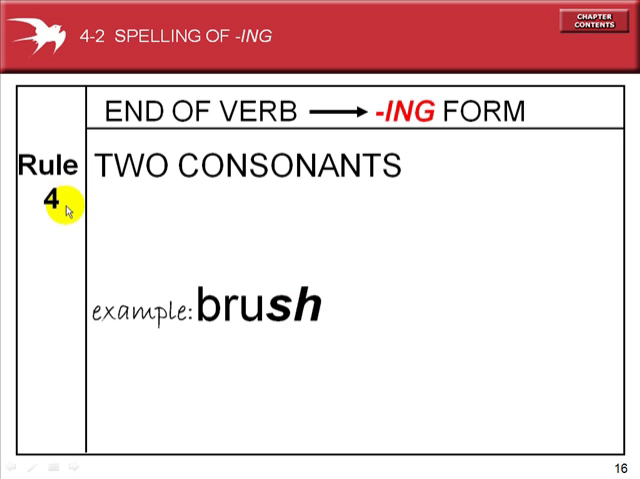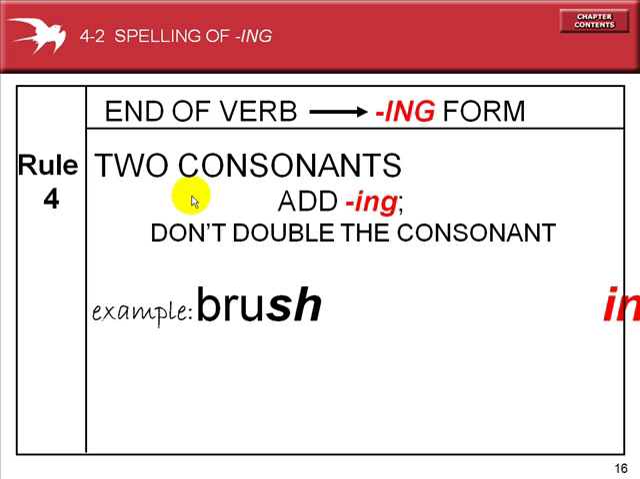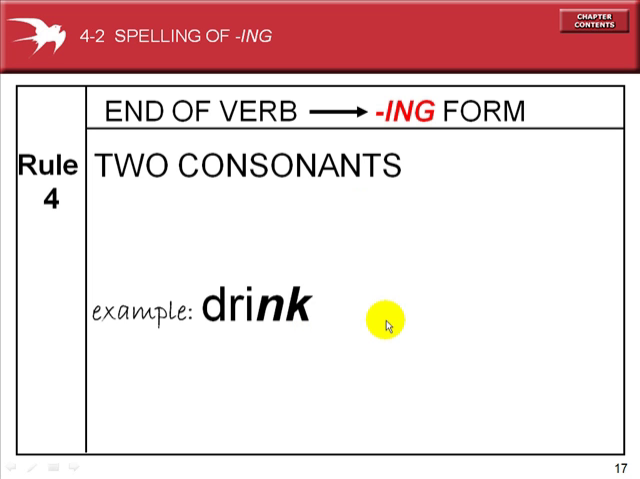Rule 4. When verbs end in two consonants, for example, brush, S, H are both consonants. We do not have to double the consonant. We just add ing to the end.